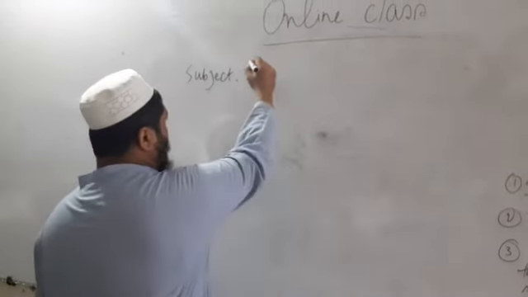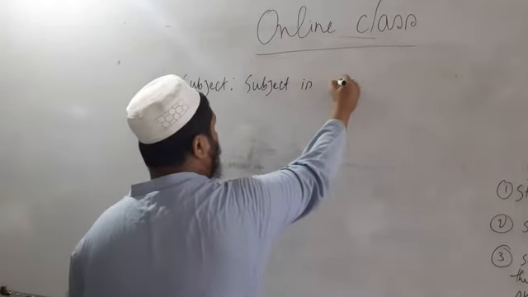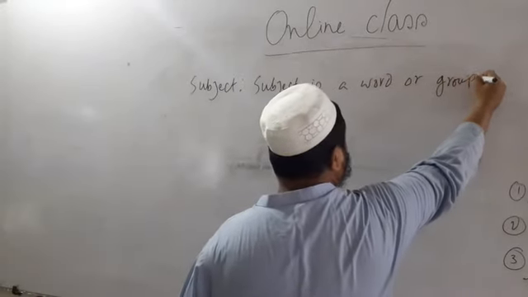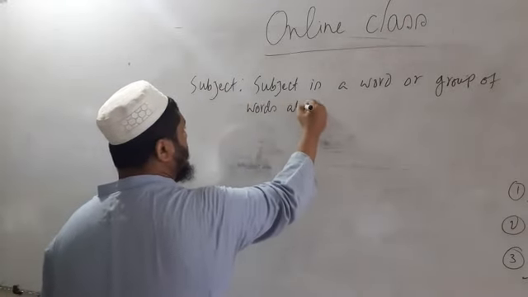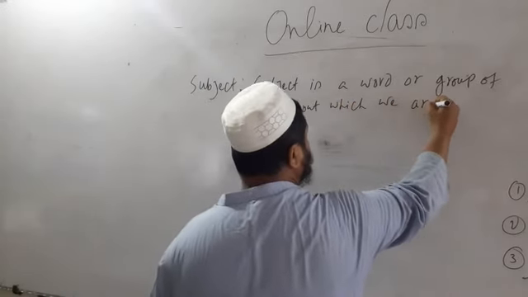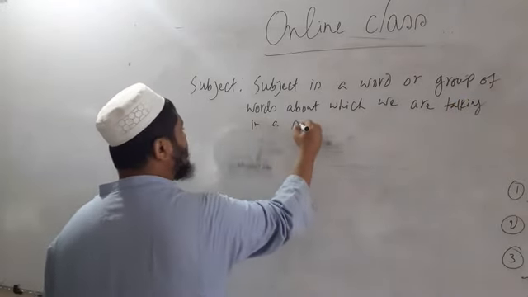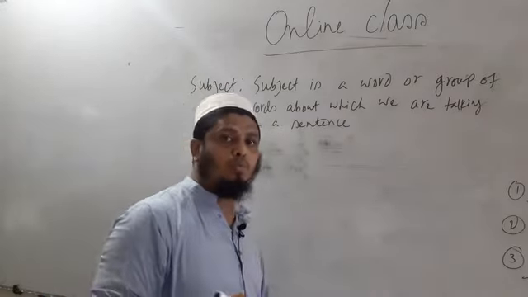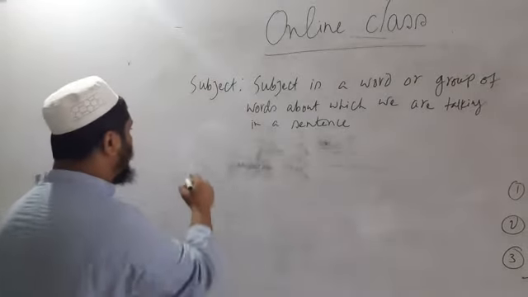Okay, subject is a word or group of words about which we are talking in a sentence. Subject is a word or group of words about which we are talking in a sentence. Then verb.